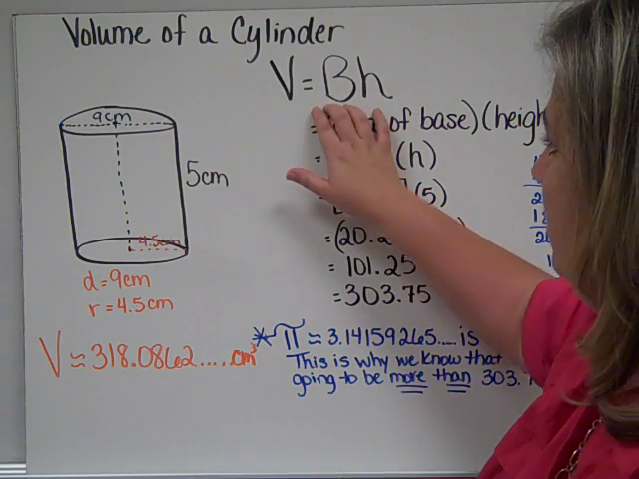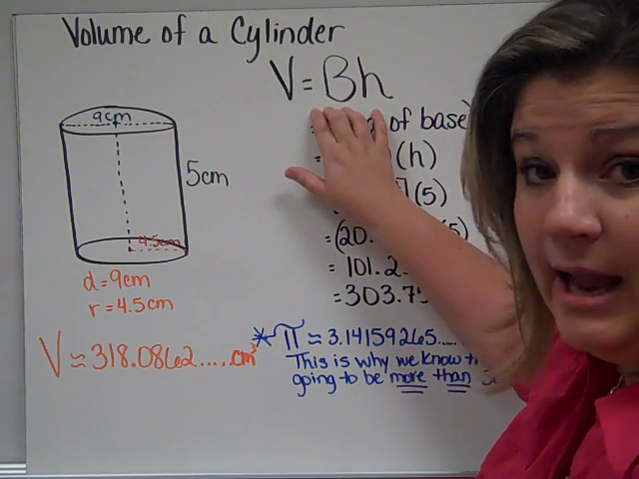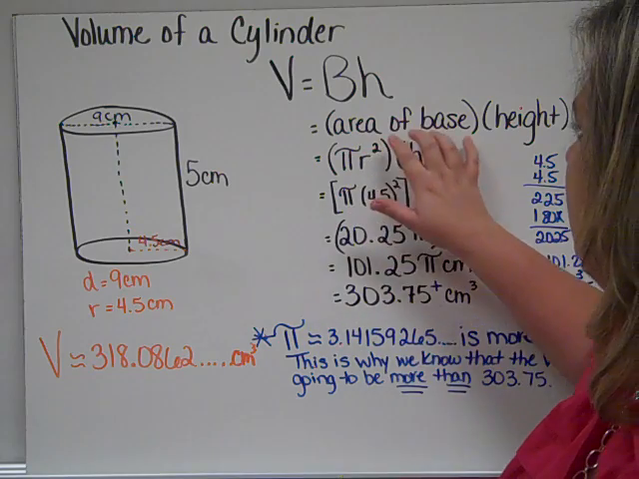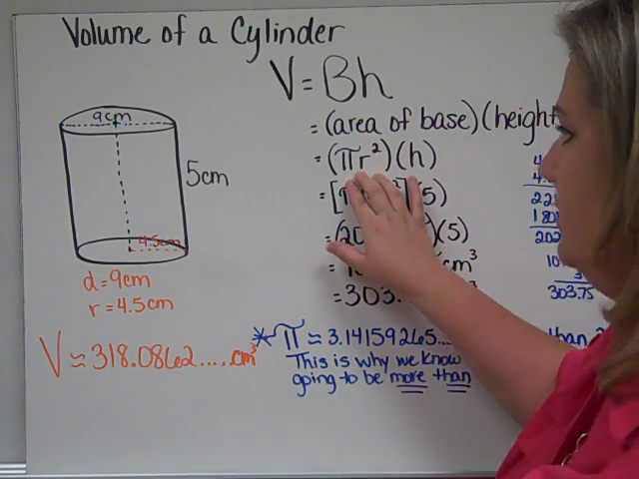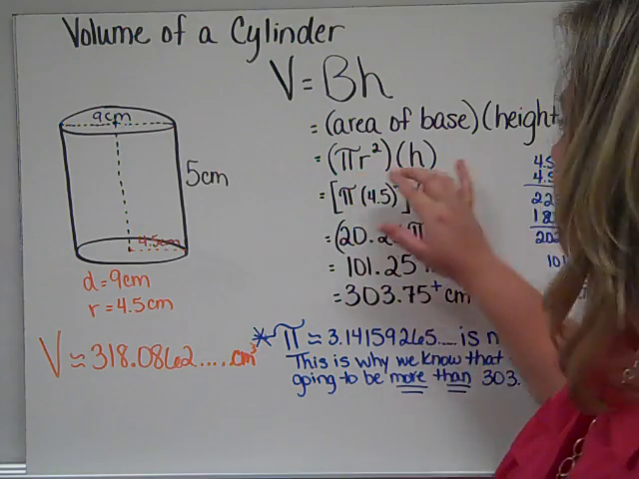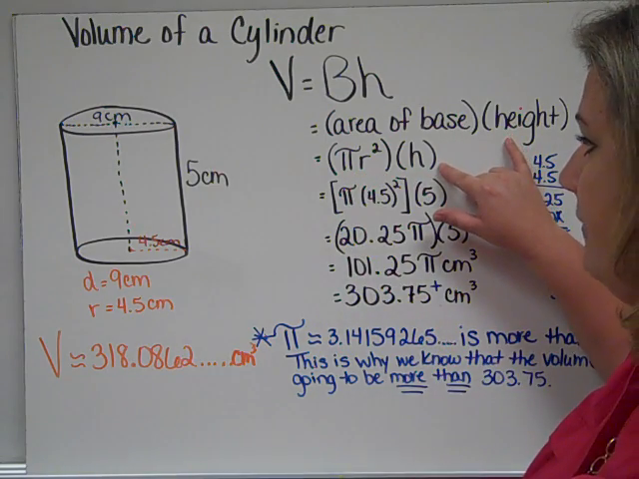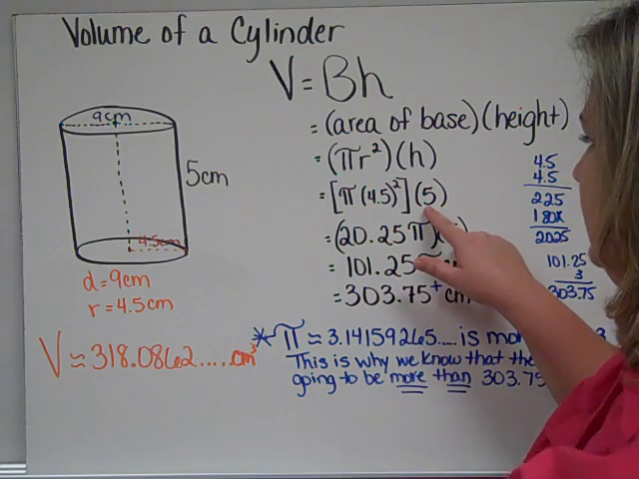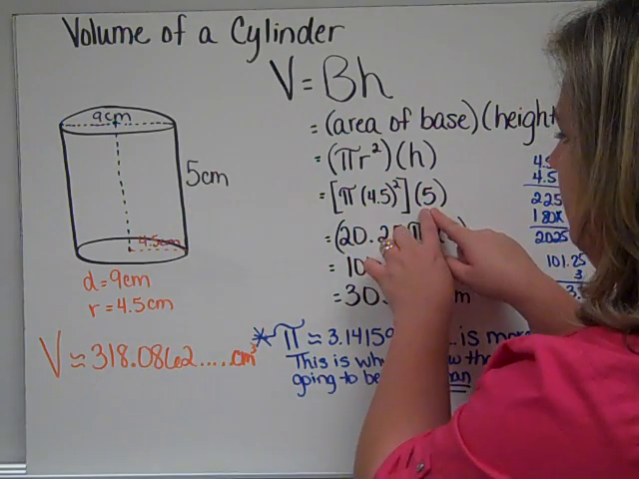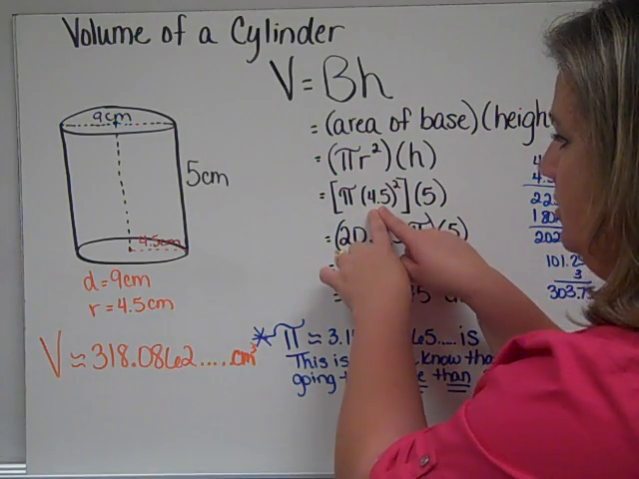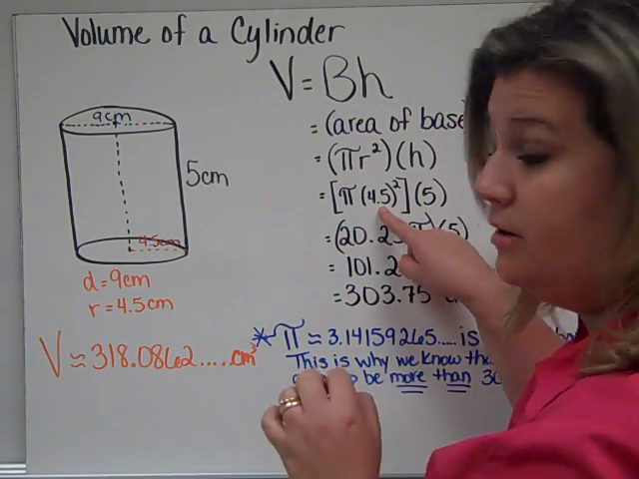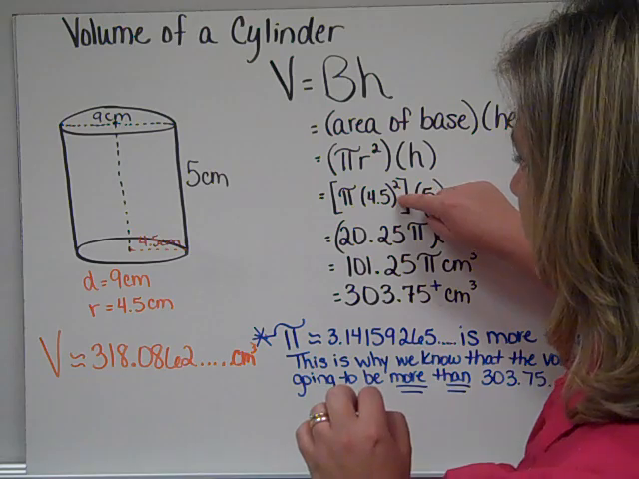So for a cylinder, remember, it's the big B times the H, the area of the base times the height. That's what I wrote here. So my base is a circular base, so the area formula is pi r squared times the height of that figure. So notice I take the height, which is 5, plug it in for my H, and my radius, plug it in for my r. Don't forget that this radius is squared. Don't forget that. Pi r squared.